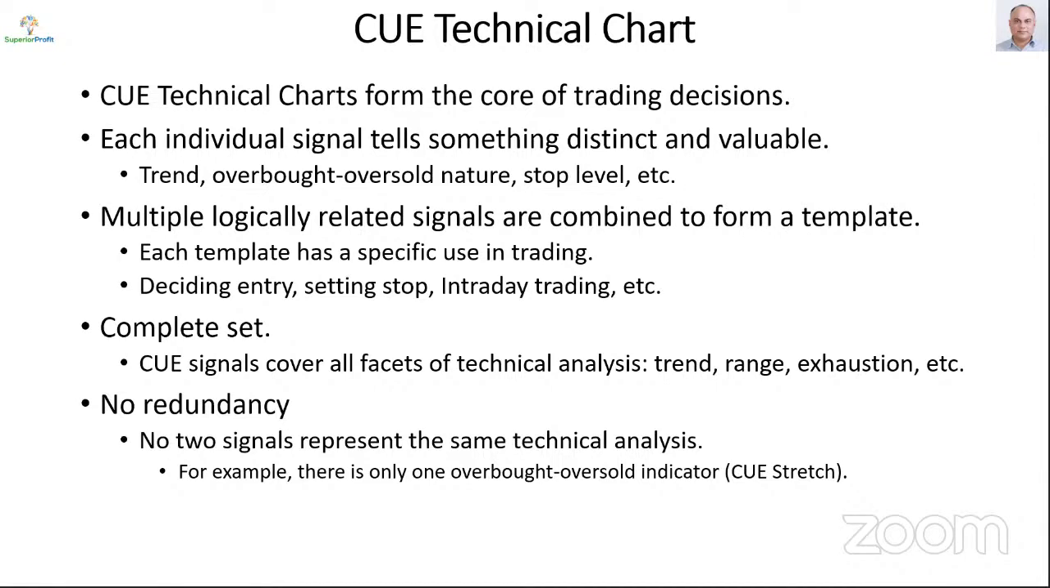Q technical charts. What are they? They are the core of all trading decisions. Each individual signal tells something distinct. Important, it is distinct. No two signals tell the same thing, and they tell something valuable. They may indicate a trend, overbought, oversold nature, stop level, etc. Every indicator tells something.